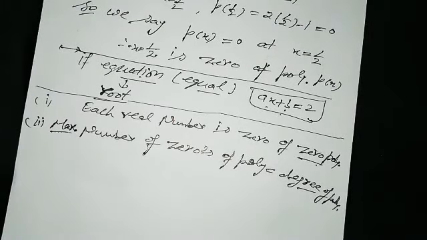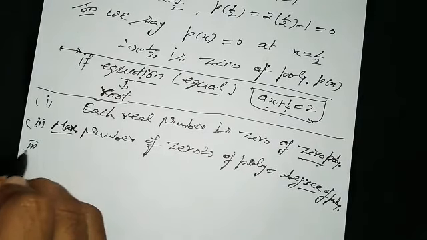If a polynomial has degree 3, then it may have 3 zeros. It means the maximum number of zeros of a cubic polynomial is 3. So the degree of the polynomial can tell us about the number of zeros of a polynomial, right?